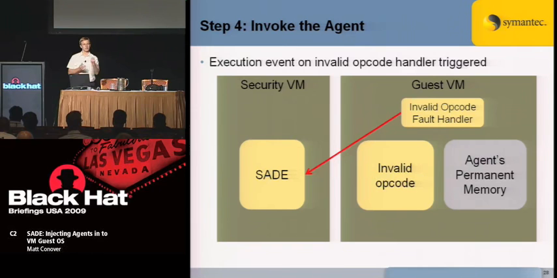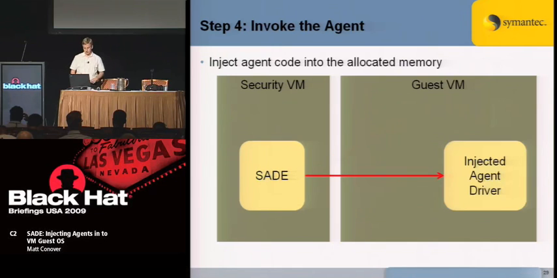When this fault handler is called, this is going to cause our prototype to be called in the security VM, because the hypervisor is informing us of the event. And now we are going to change EIP to execute our agent.